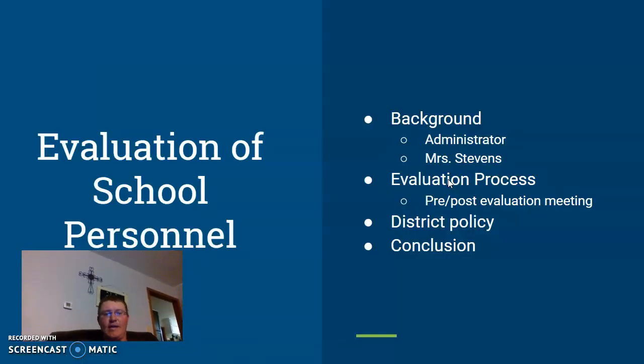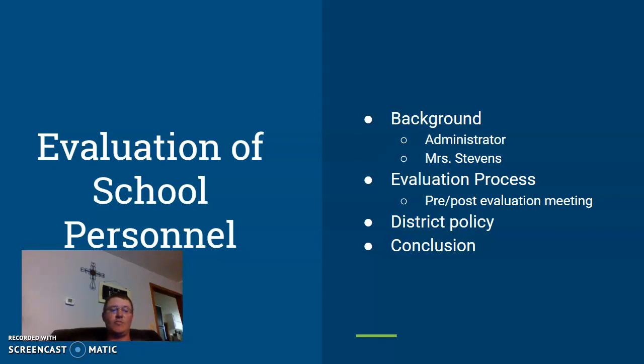Going through the case study, there's some background information that is kind of left to the imagination. The first thing that we need to understand is what the background of the administrator is and what the background of Mrs. Stevens is. We don't know what his background at the school is, how long he's been there, what his relationship with the Board of Education is, or what his relationship with his school personnel is. He could be a new administrator, or he could be a long-standing tenured administrator with a proven track record.